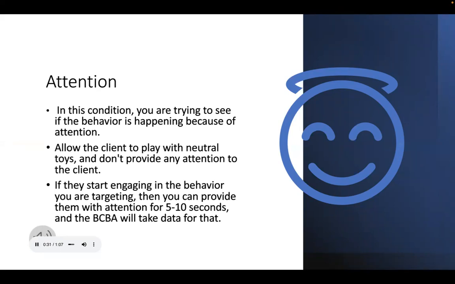An example is if you're doing an FA on a client's tantrums. You leave him in the room to play with neutral toys and provide no attention. If he starts to look for your attention, you ignore it. And if he tries to sit on your lap, you would stand up and walk away. Don't provide any attention until he engages in the tantrum behaviors or runs out of time. If he engages in a tantrum that matches the operational definition, you will provide attention and see if the behavior will stop.